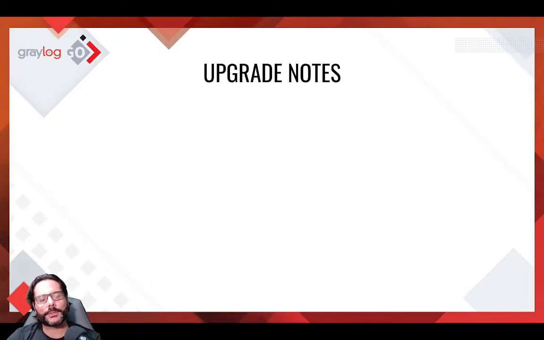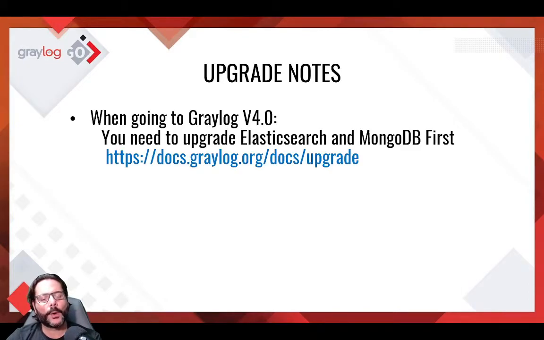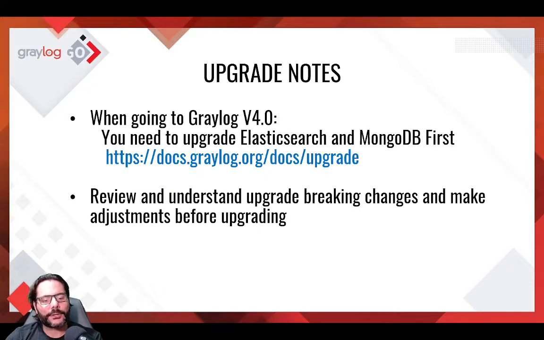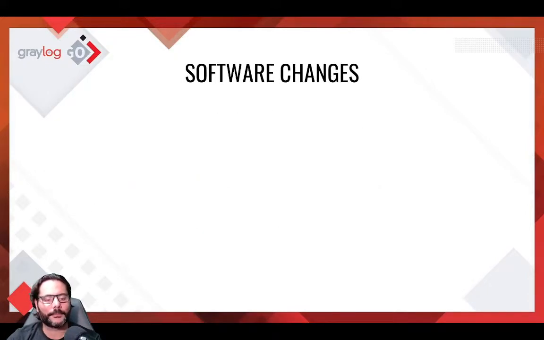Also, software notes here we'll need to talk about. When planning to go to version 4.0 Graylog, you do have to upgrade Elasticsearch and MongoDB first, as noted in the prior slides regarding the versioning that we were referencing. You'll also need to review and understand the Graylog changes in the software that could potentially break things that you've got set up in your current environment.